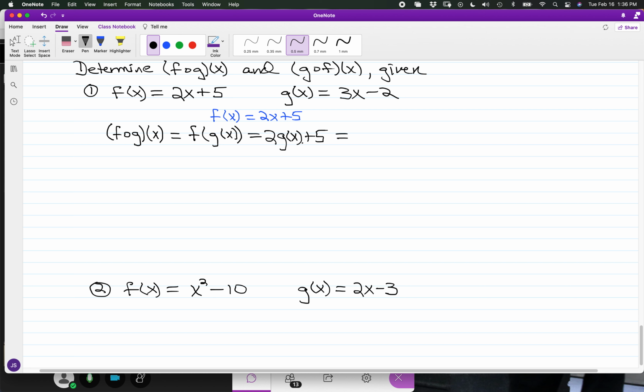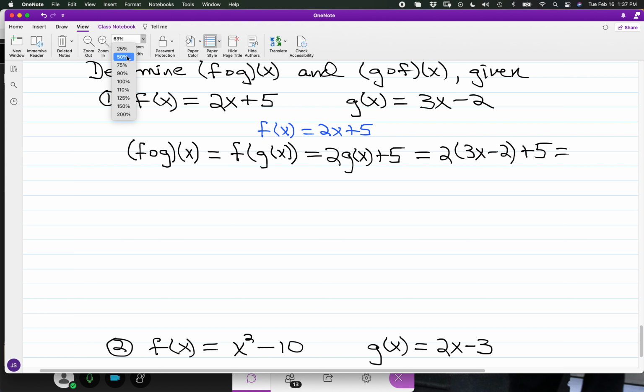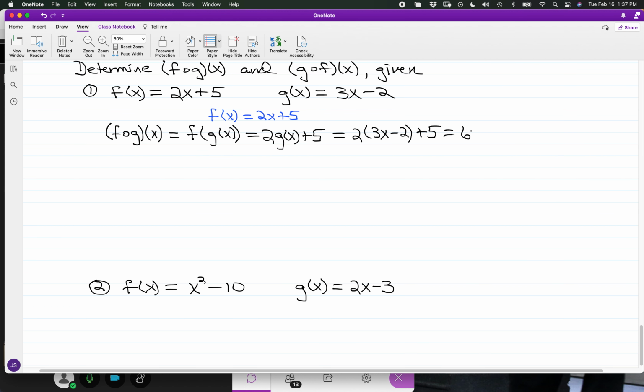And for the variable expression to which g of x is defined, 2 times g of x, you will have 2 times the quantity of 3x minus 2 followed by the addition of 5. And upon distributing, 2 times g of x is going to become 6x minus 4, followed by the addition of 5. And so we're going to end up at 6x plus 1.